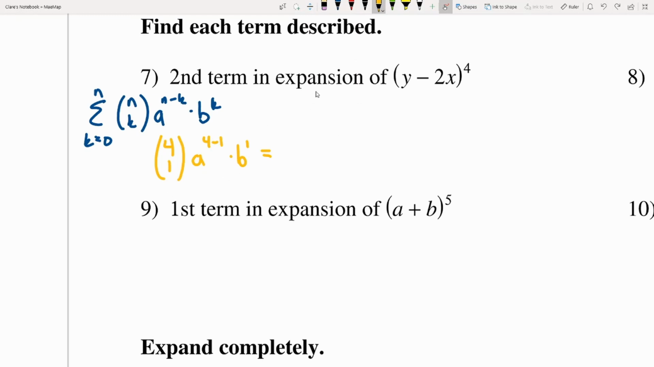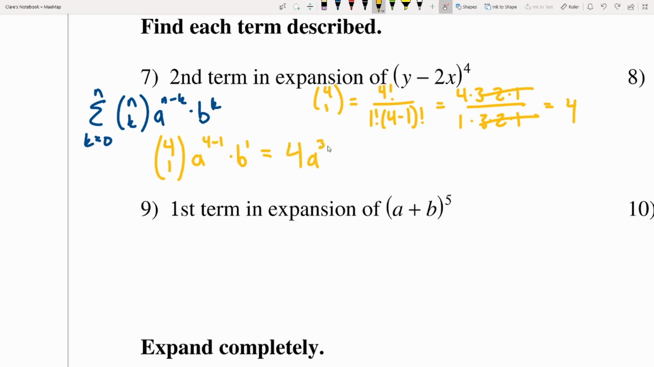And 4 choose 1 is going to be 4 factorial over 1 factorial times 4 minus 1 factorial, which 4 factorial is 4 times 3 times 2 times 1 over 1 factorial, which is 1, times 4 minus 1 is 3. So 3 factorial is 3 times 2 times 1. 3 times 2 times 1 cancels out with 3 times 2 times 1 to leave me with 4 over 1, or 4. So this is 4 times a to the 4 minus 1, which is a cubed, times b to the first, or times b.